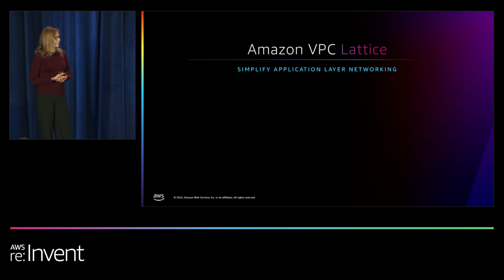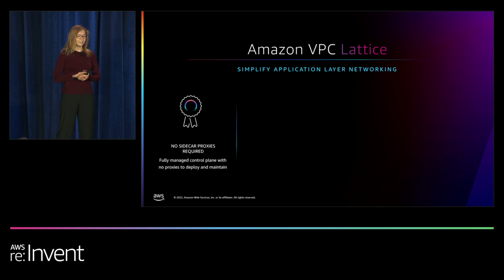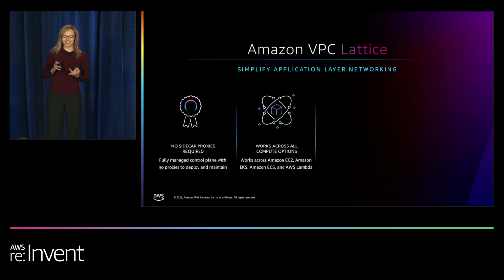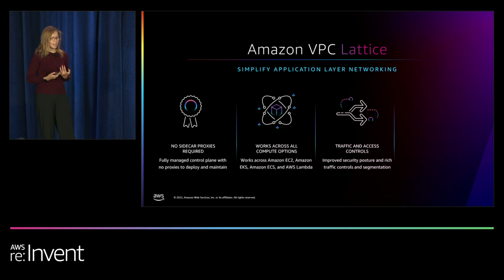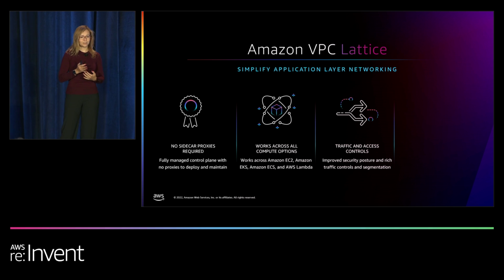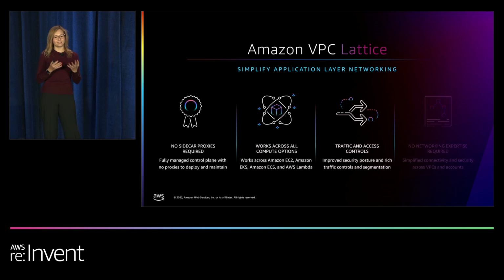Let's look at how it simplifies application layer networking. First and foremost, there's no sidecar proxy required. Lattice does everything. Second, it works across different compute options. So you can have Lambda functions, you can have EC2, you can have EKS workloads. Third, you have enhanced traffic controls. So the application owner persona is extremely happy with all the layer 7 application controls like weighted target groups or path-based routing and so on.